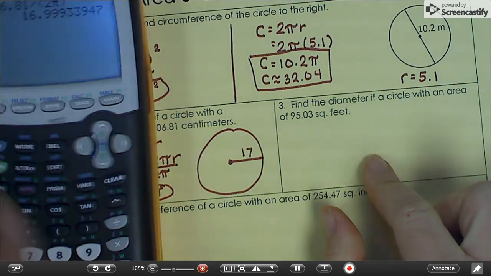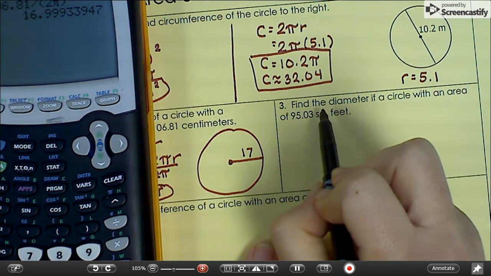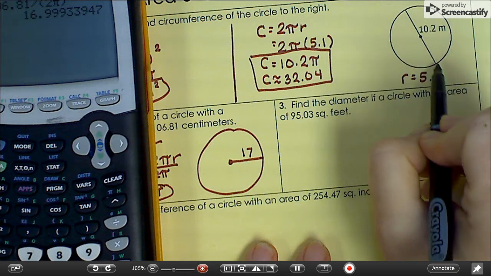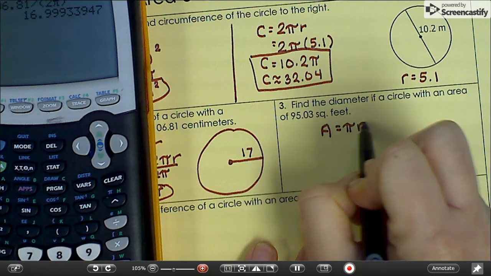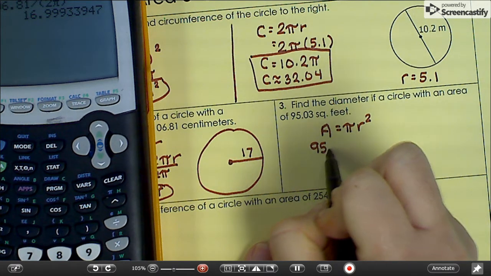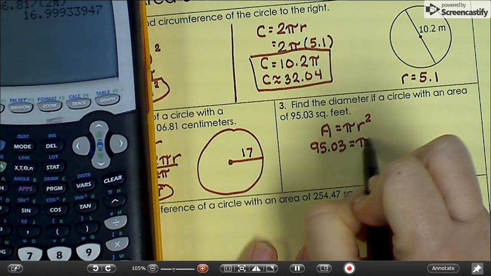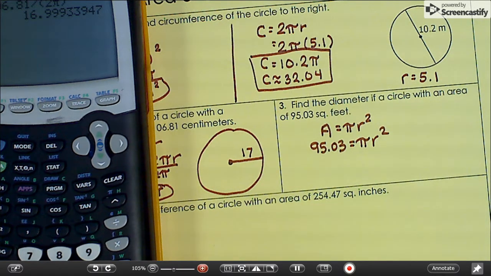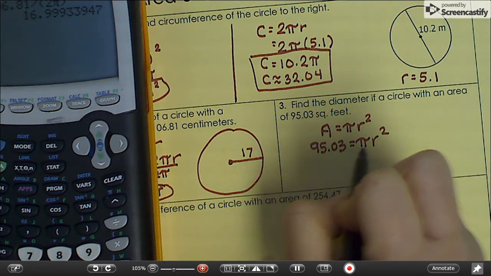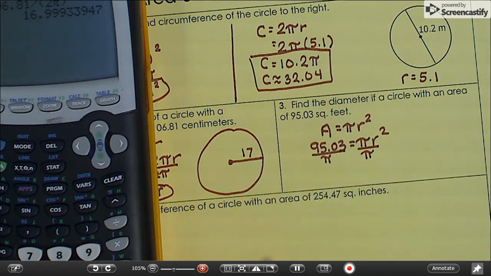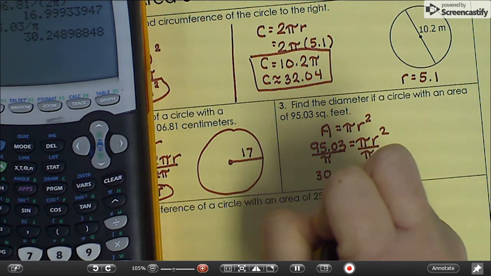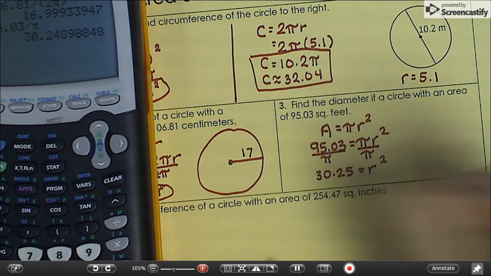Okay, now we're going to do the same thing, but with area. It says find the diameter, so we want the whole way across, of a circle with an area of 95.03. So we're going to substitute the area for the area. We got to take a little trip back to algebra here. We need to get the r alone, but first we need to get r squared alone. So we're going to divide by pi. 95.03 divided by pi is 30.25, and that's equal to r squared.